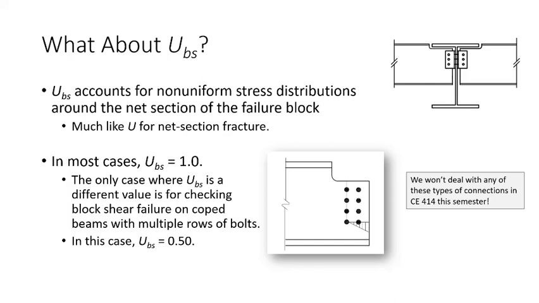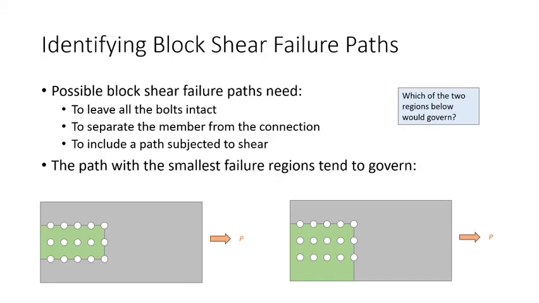But I throw it out there because I want to educate you as to what that factor is doing. It's basically accounting for non-uniform stress around the connection, much like U for net section fracture. Make sense? All right. Now, this is something that we're going to talk about more in detail on Friday. I'm not going to get too far into the weeds on this.